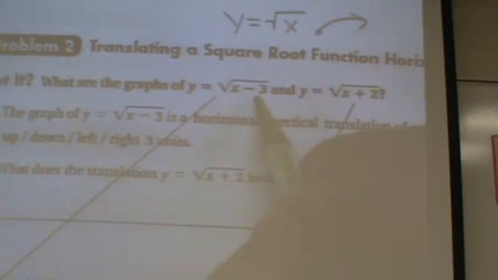How do you graph y equals the square root of x minus 3? Is it 3 units up, down, left, right? 3 units right. You're going to horizontally shift this 3 units to the right. So if this is 3 units to the right, can you tell me where this thing starts? At 3, and it goes this way. Do you guys agree?